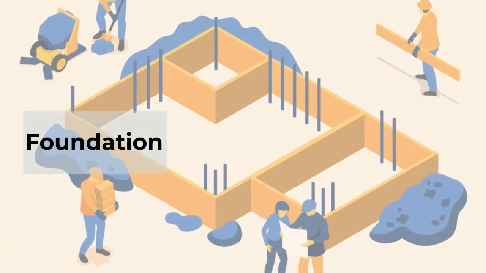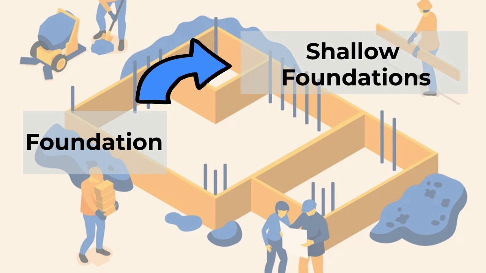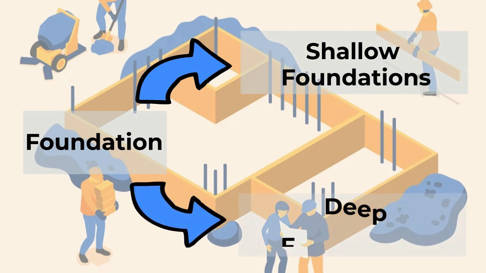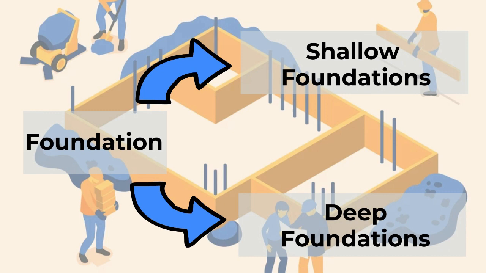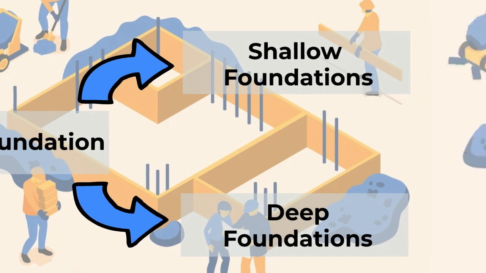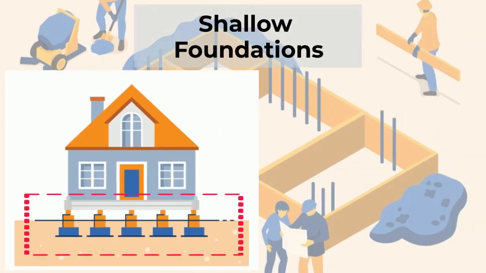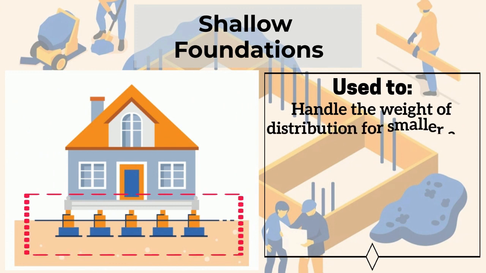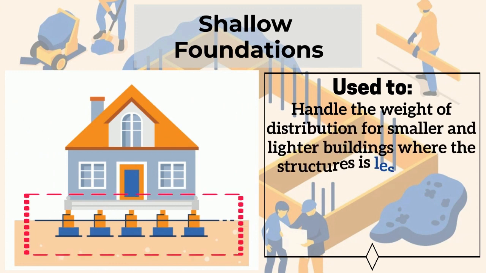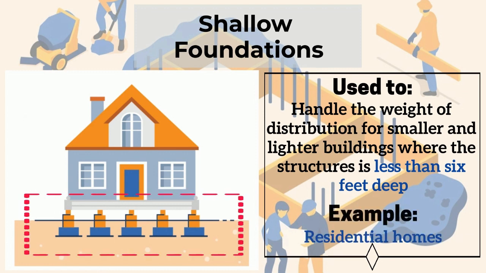There are two types of foundation. 1. Shallow foundations. 2. Deep foundations. Shallow foundations are used to handle the weight distribution for smaller and lighter buildings, where the structure is less than 6 feet deep. For example, residential homes.